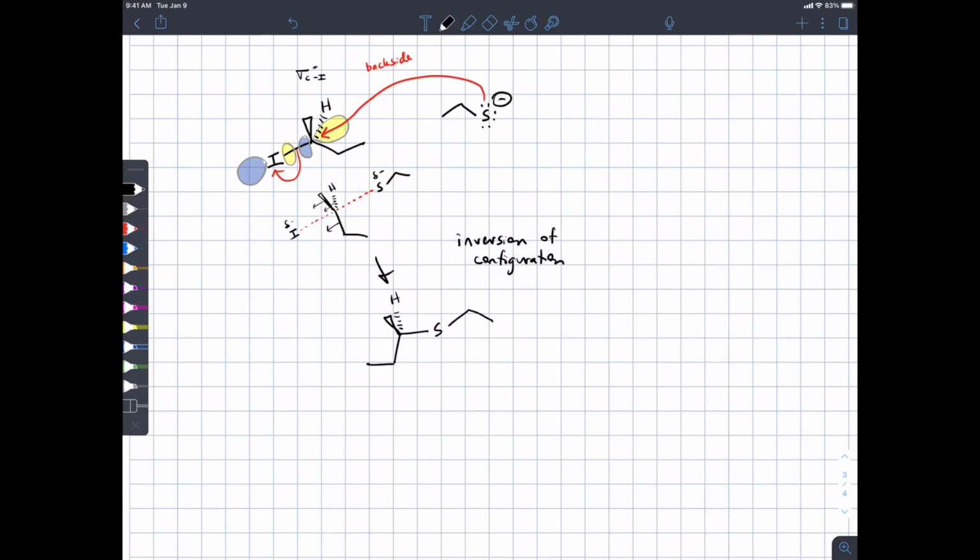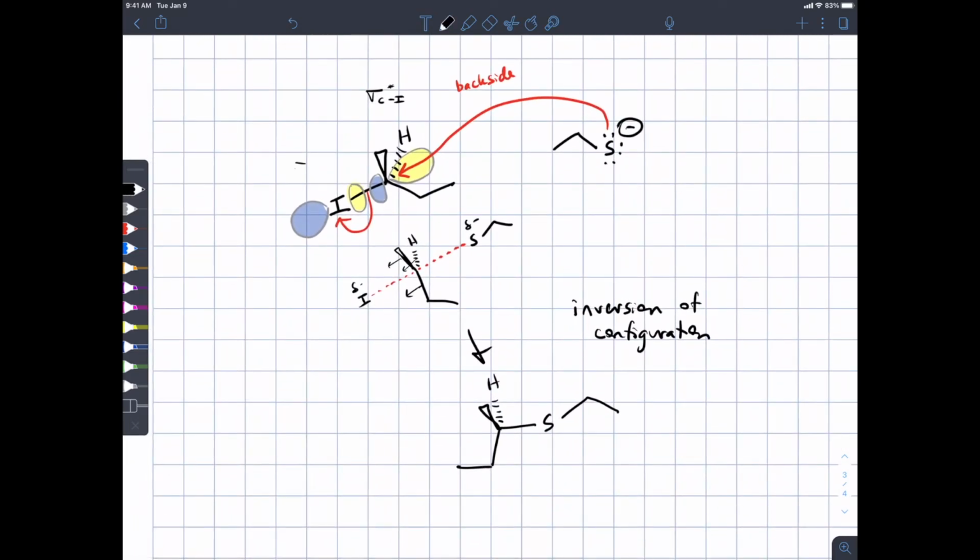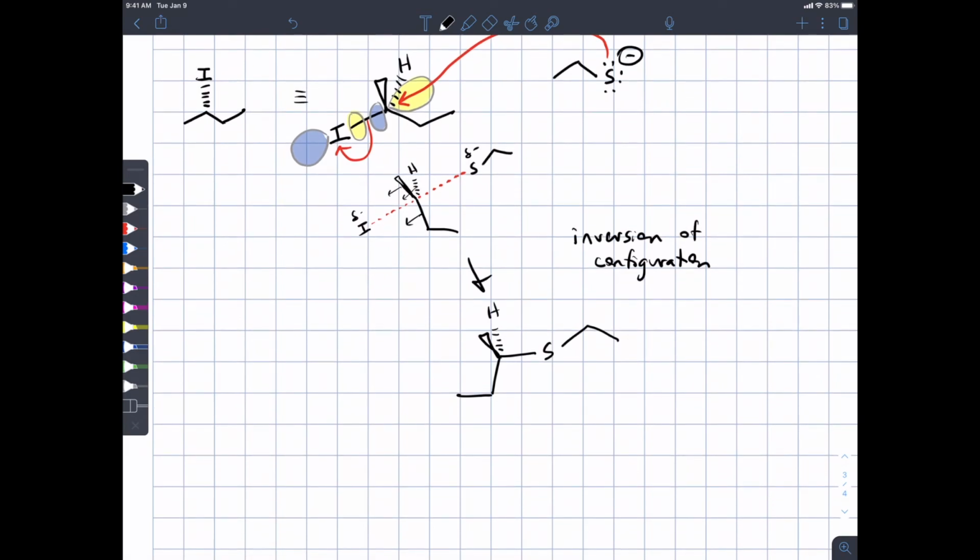But if I were to redraw this molecule in a slightly different way that has the stereocenter the exact same way, once I put the sulfur on there and it replaces the iodide, this is my product. I used to have a stereochemical configuration where iodide was down. Now the nucleophile that replaced it is up. Okay? So this is called inversion of configuration.